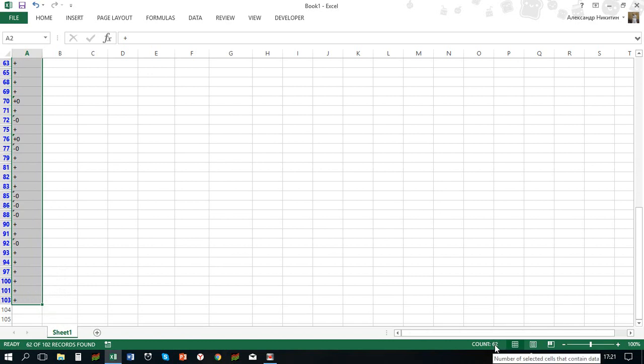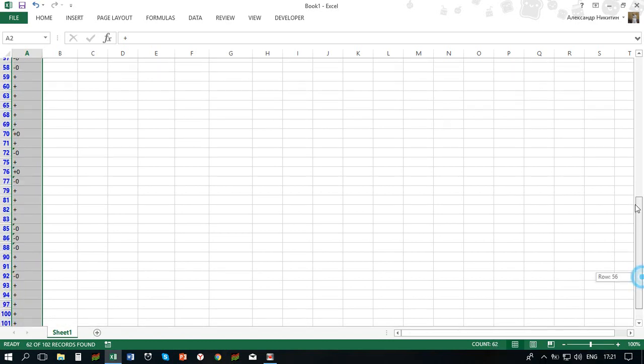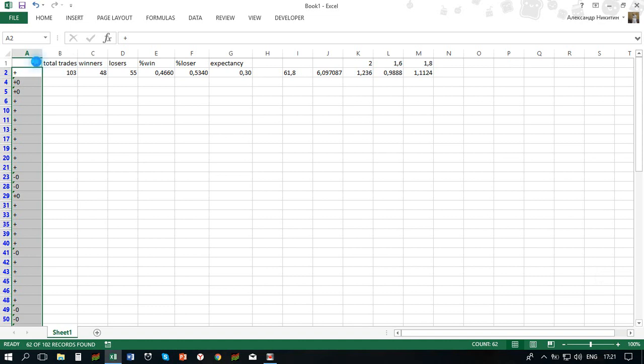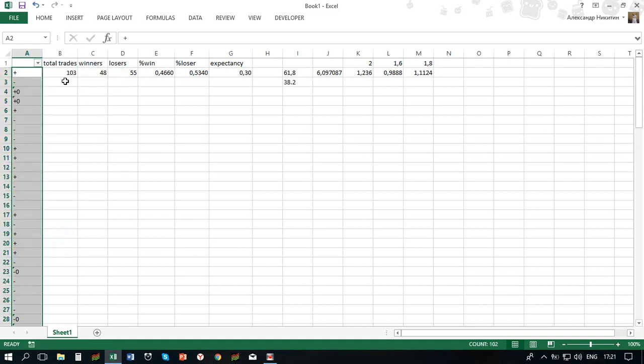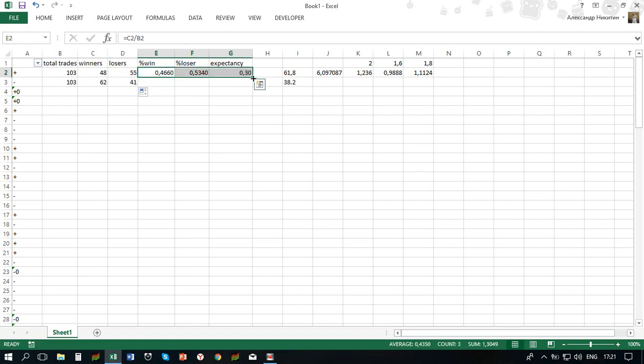How many winners we have? The count says 62. 62 winners. Select all, going back. So the number of trades is the same, 103, 62 being winners. Yes, how many losses we have? We have it this way. Losses are calculated, and let us calculate these formulas as well.